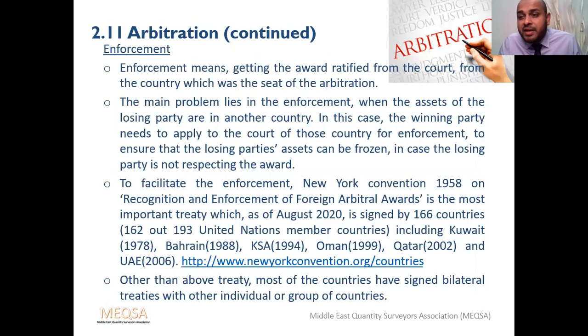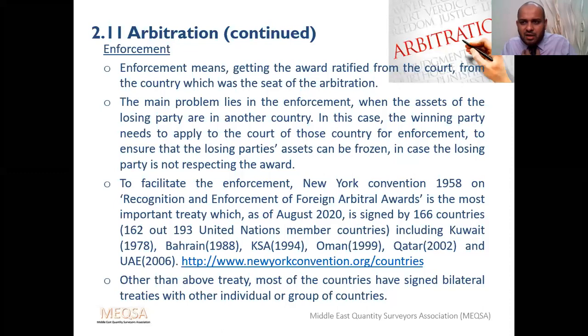Arbitration can be enforceable. Of course it is, that's why you are going for arbitration, one of the reasons. Country to country, if both countries sign the New York agreement or similar, there are other agreements as well. The New York Convention is very famous. There are one or two similar conventions as well, but in construction projects we mostly follow the New York Convention.